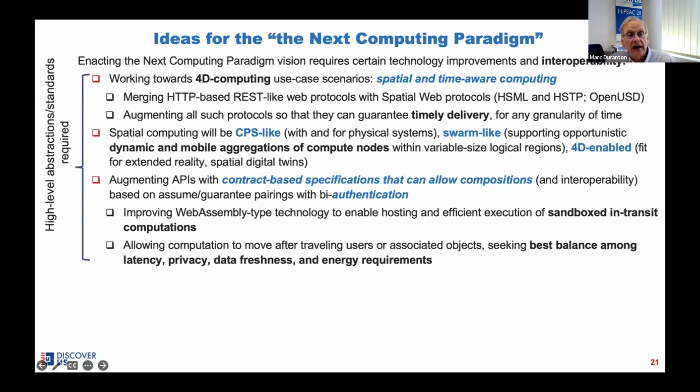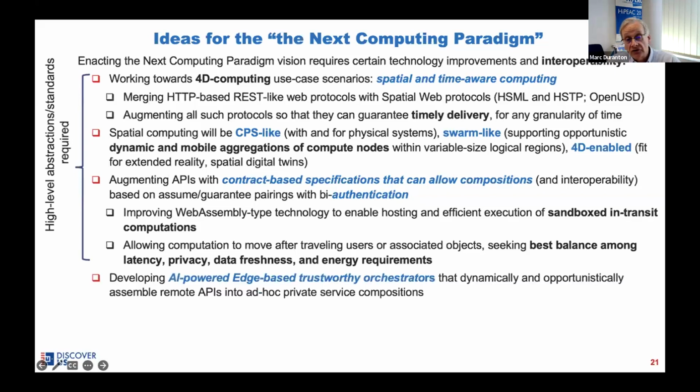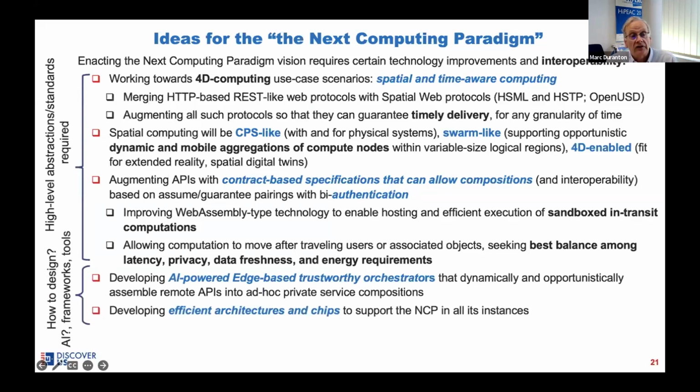So really, this is a high-level abstraction of standards that need to be defined, and this is perhaps some idea that we could work on together in the framework of Discover Us. But we also need to have more concrete development, for this orchestrator and for hardware. That means we also need to know how to efficiently design them. Is it using artificial intelligence? What are the framework tools? And this could also be a topic of discussion inside Discover Us.